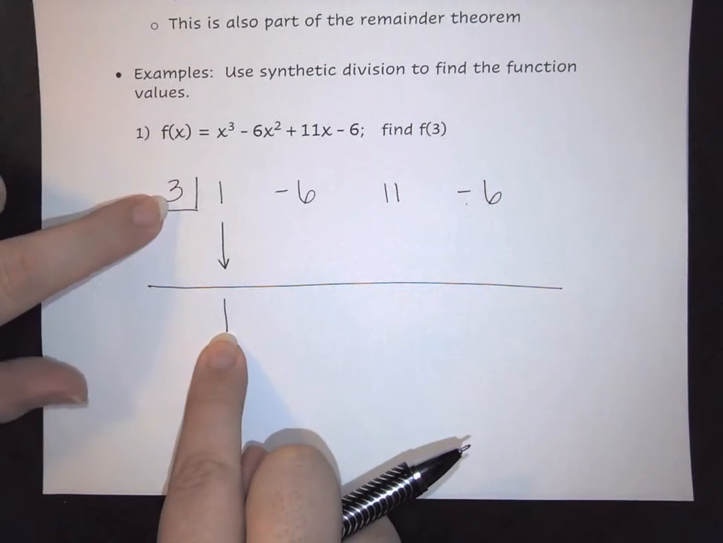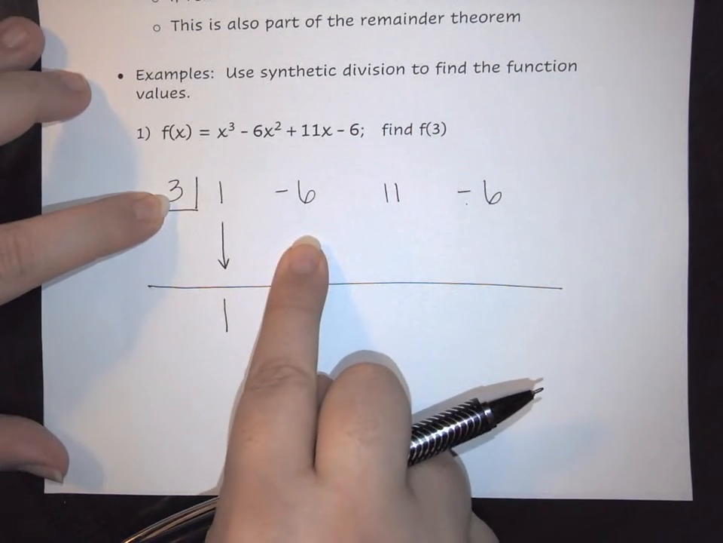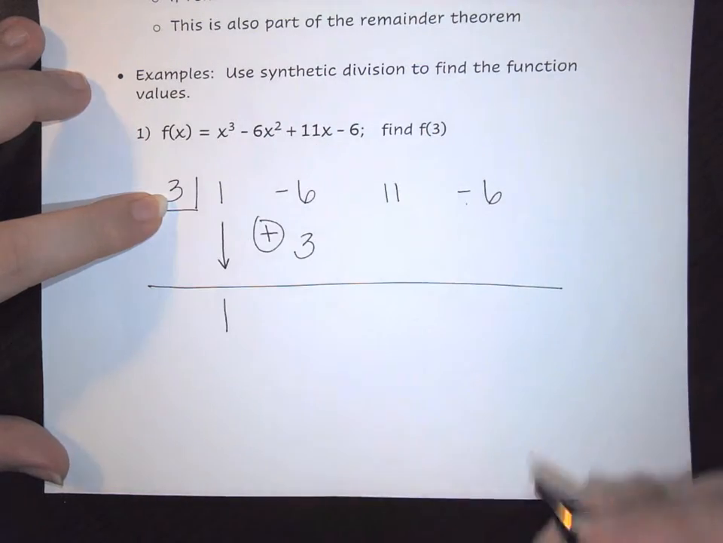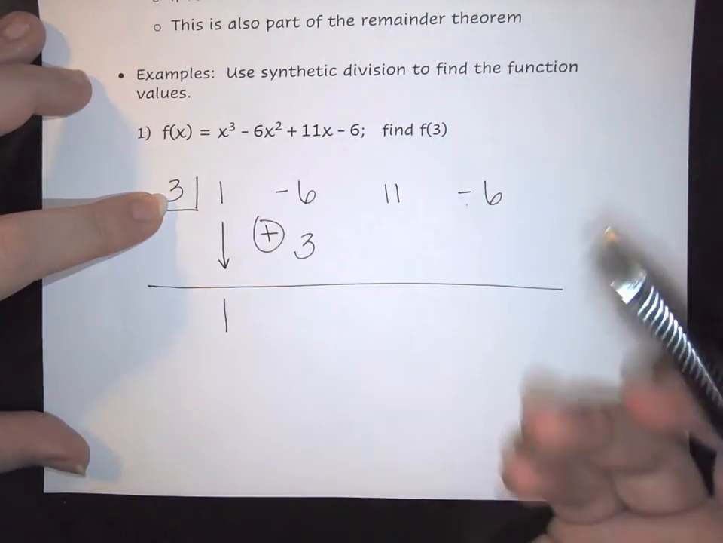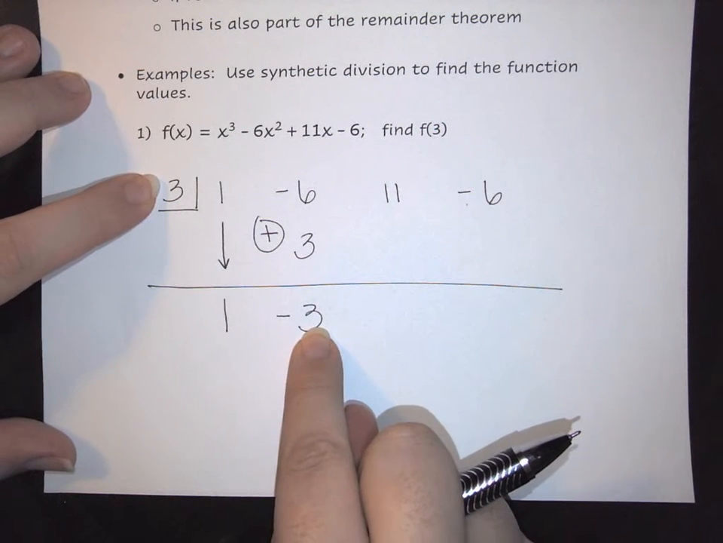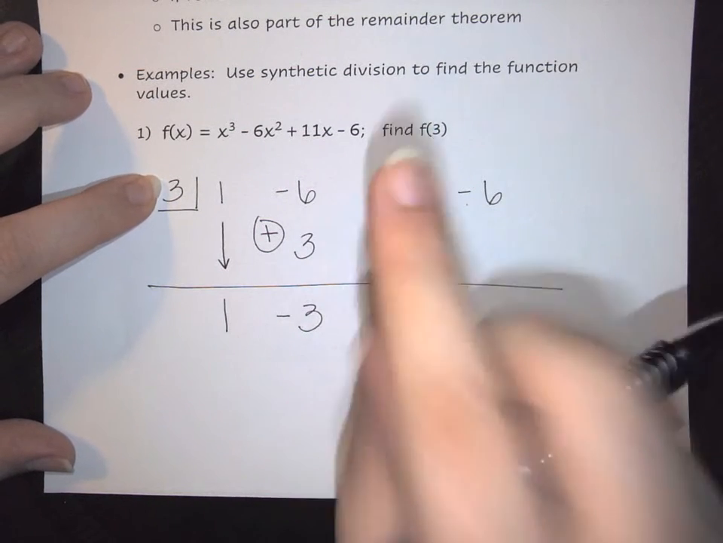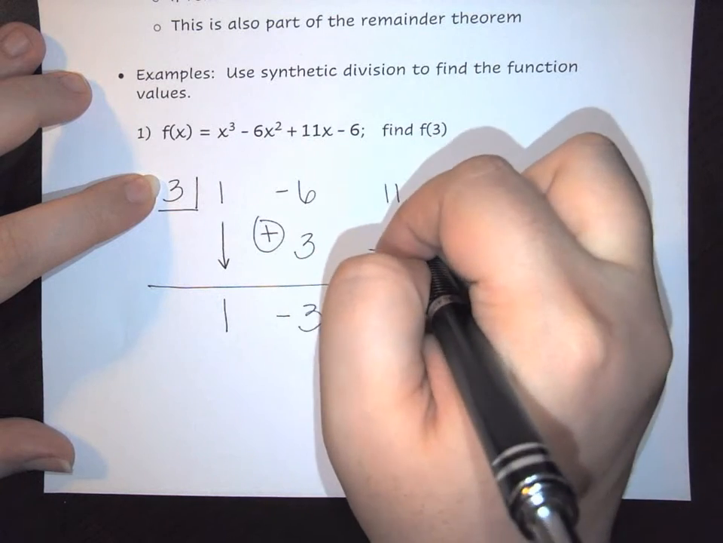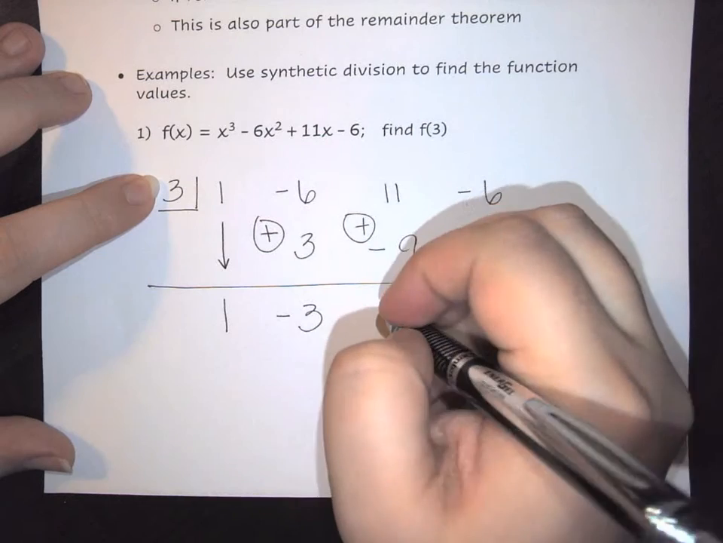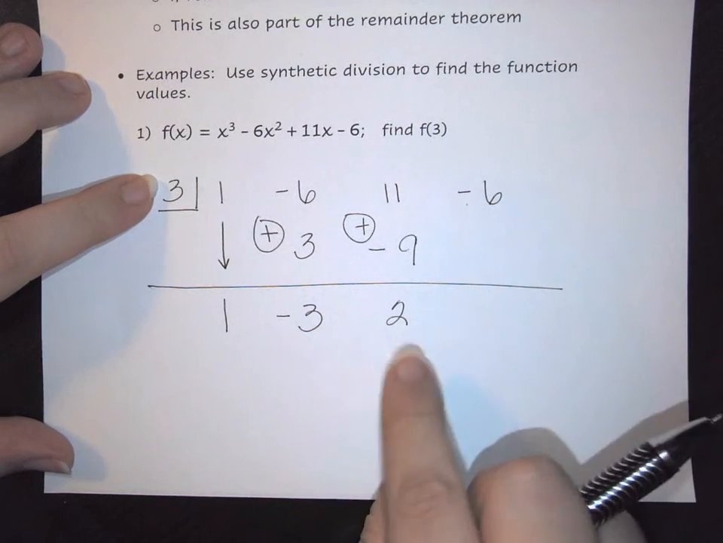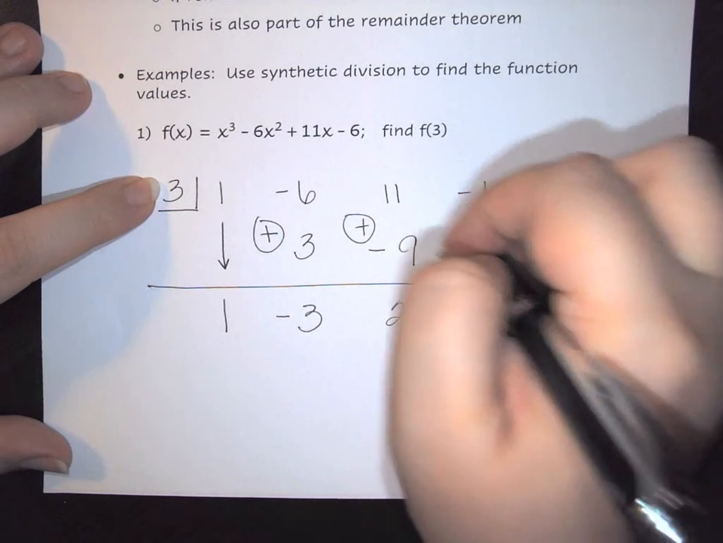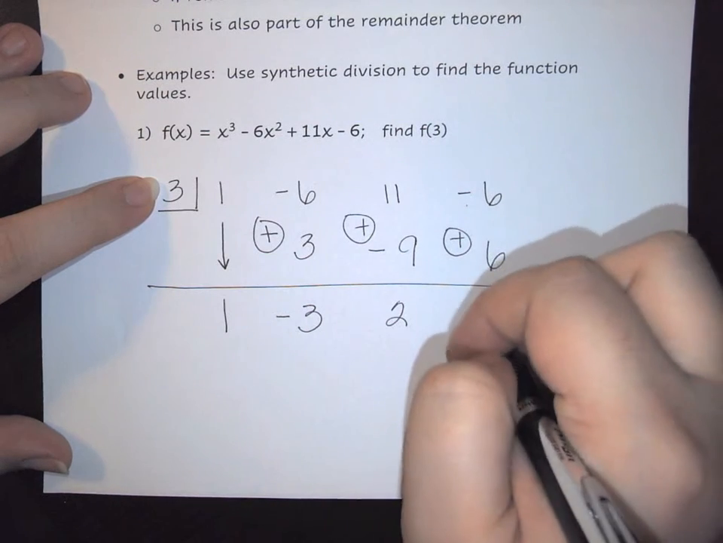You take the bottom times the factor and put it under the next one. 1 times 3 is 3. We add these together vertically. -6 plus 3 is -3. Bottom times the factor goes underneath the next, so this becomes -9. We add these vertically. 11 plus -9 gives me a 2. Bottom times the factor goes under the next. 3 times 2 is 6. We add these together, and we get 0.